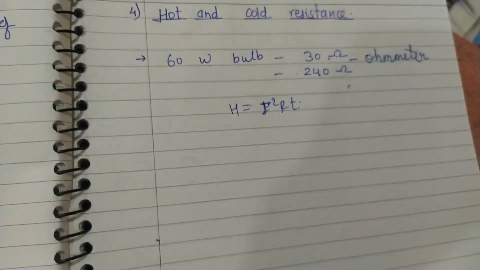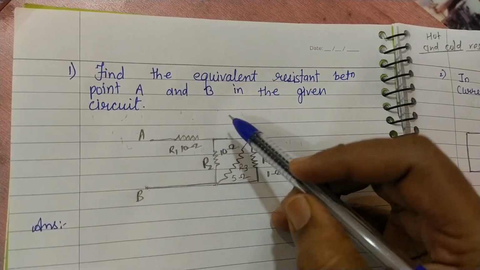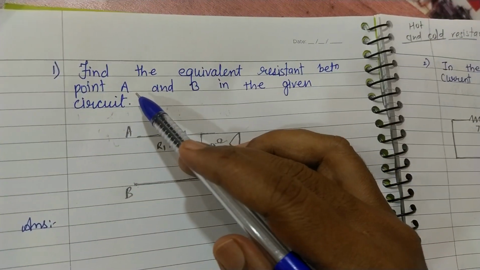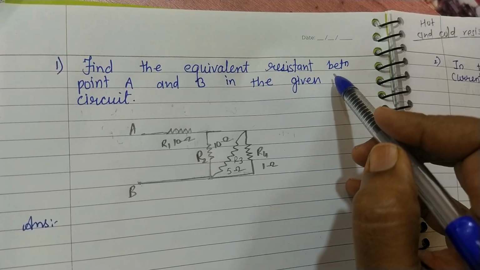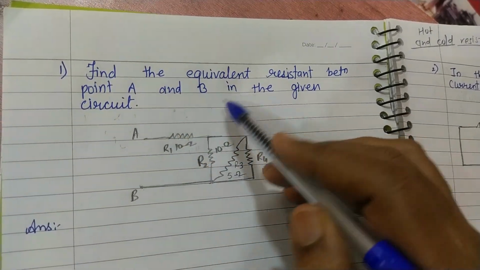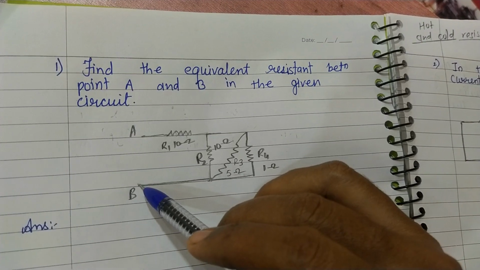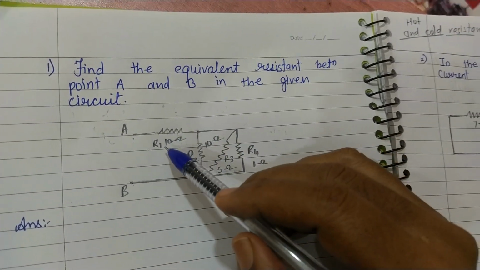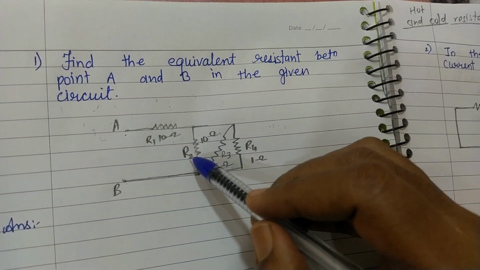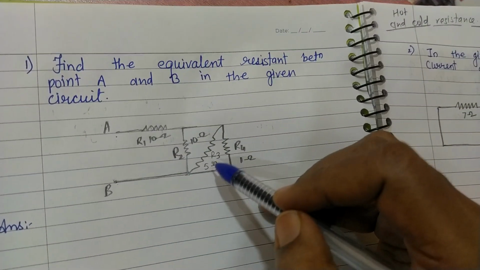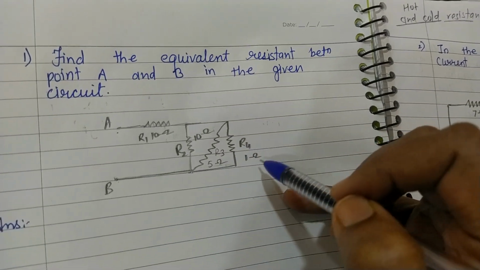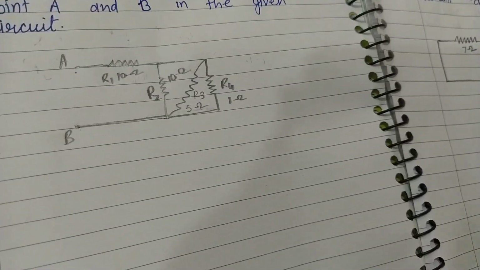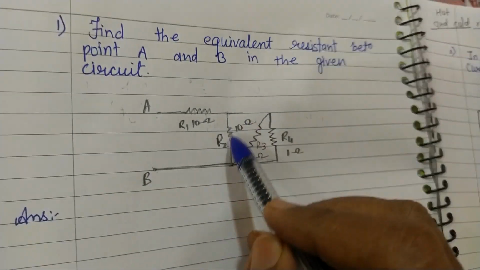Now let us discuss some word problems. See children, simple problems are there. I will give you the hint first and then I will solve the problem. What is the problem here? Find the equivalent resistance between point A and point B in the given circuit. This is point B, this is point A, and the circuit diagram includes 4 resistors. R1 is 10 ohm, R2 is again 10 ohm, R3 has a value of 5 ohm, and R4 is 1 ohm. Now with these values we need to calculate the resultant resistance.